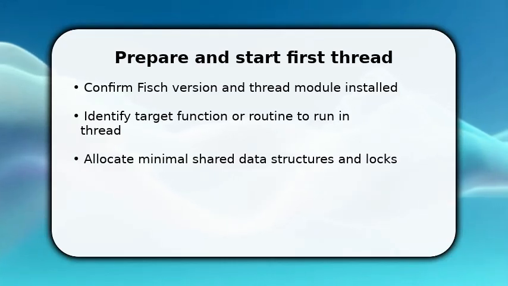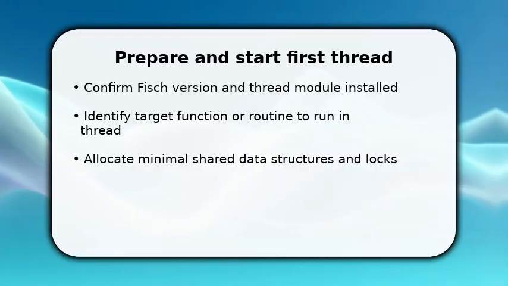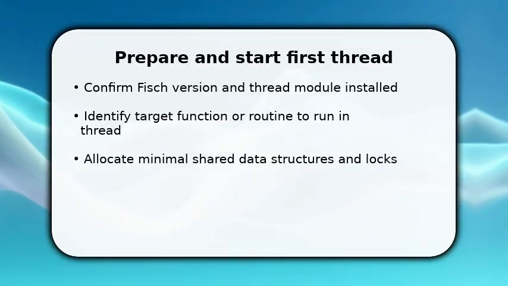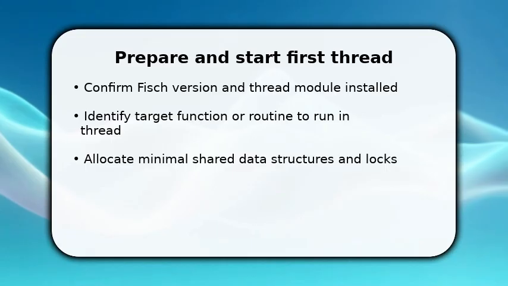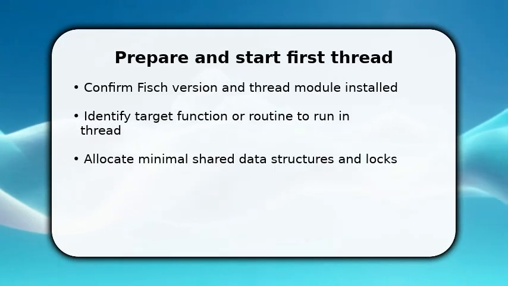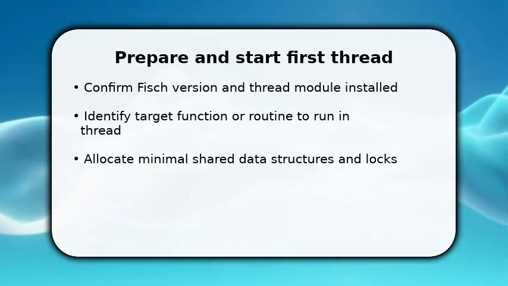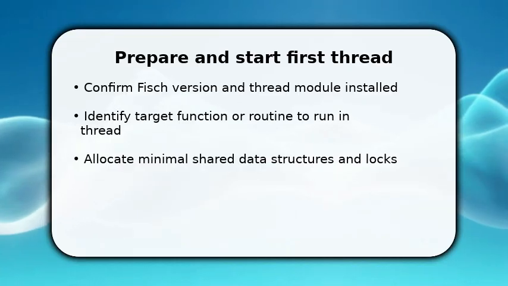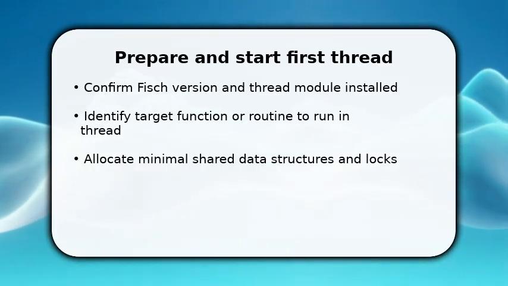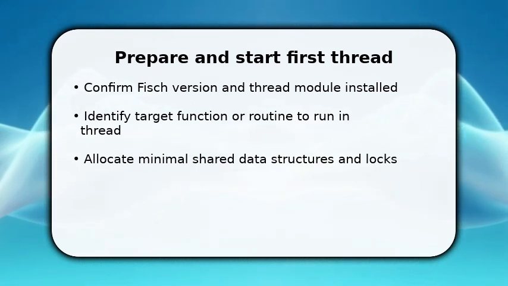You begin by verifying Fisch supports native threads and that the thread module is loaded. Once confirmed, pick the exact function you want to run concurrently and design a small, focused data object to pass in. Initialize any needed locks or channels now so you avoid race conditions later. Create the thread with the lightweight thread spawn call, provide arguments, and immediately check the returned thread handle. This first step gets the process running and prevents common initialization mistakes.